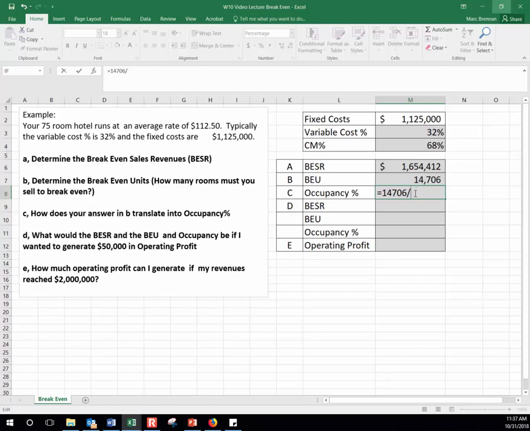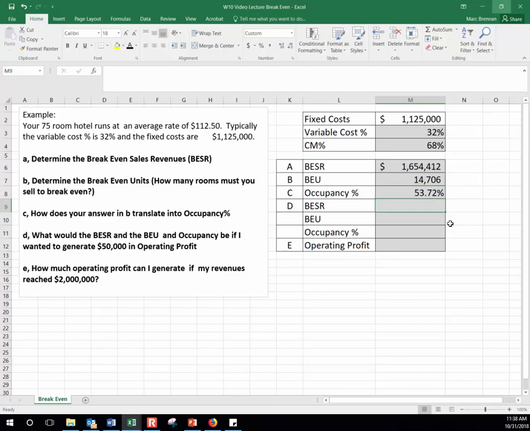Well, I need to know what that means in occupancy percentage, so I need to divide my break-even units by my rooms available, room nights available for the whole year. So it'd be 75 times 365. That would give me my room nights available, this part right here, and this would be my room nights that I need to break even. So that means that I need to have a 53.72% occupancy in order to break even. Okay.